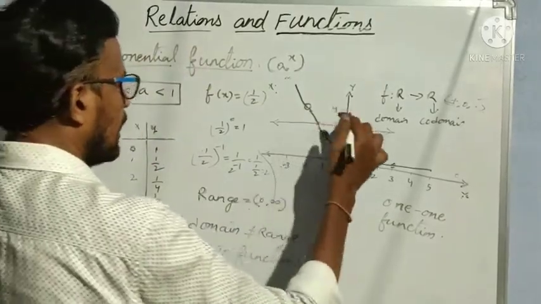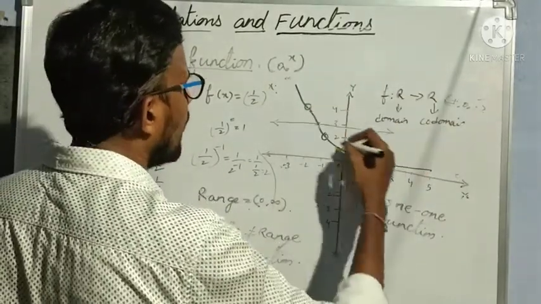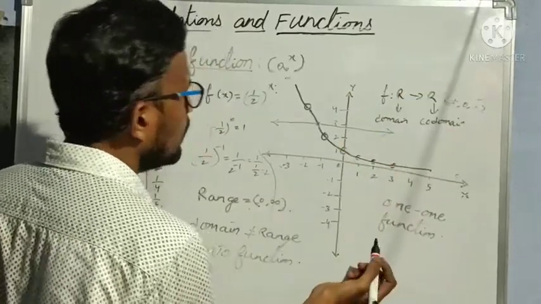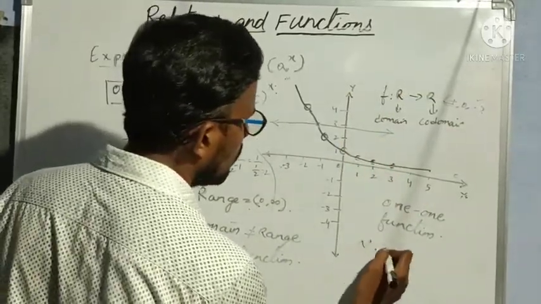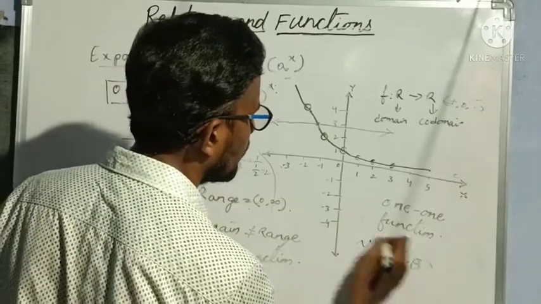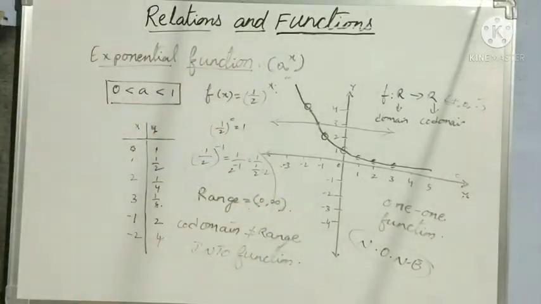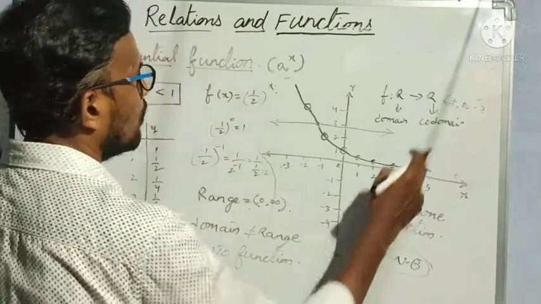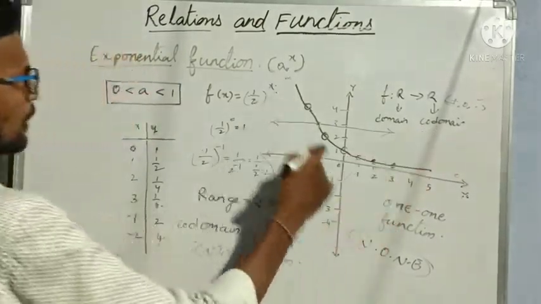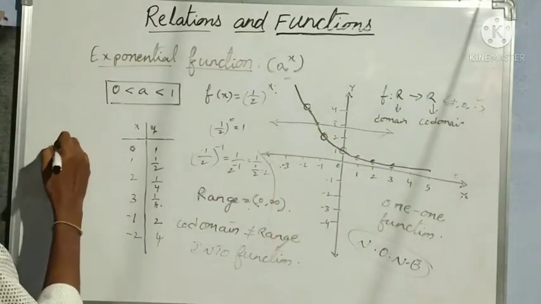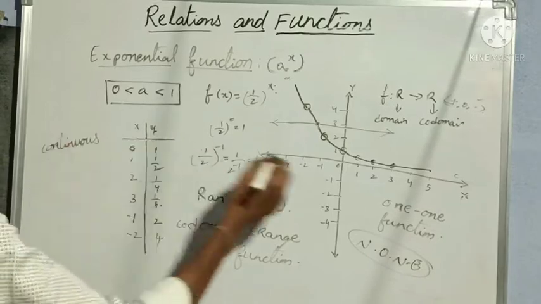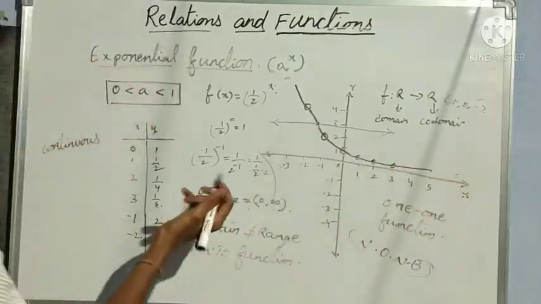Next, if we see, does this curve have any mirror image with respect to the y-axis or with respect to the origin? No. So this function is neither odd nor even. Very important. So we have found everything about this. Is this function continuous or not? Yes, this function is always continuous. And is this function derivable or not? Yes, derivable at every point.